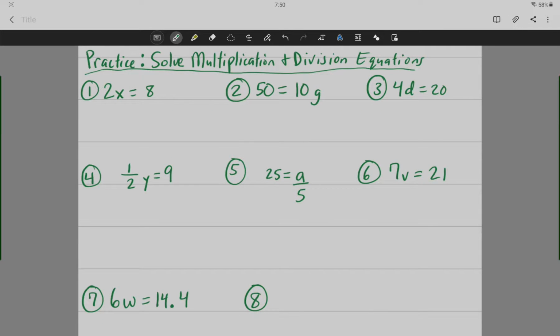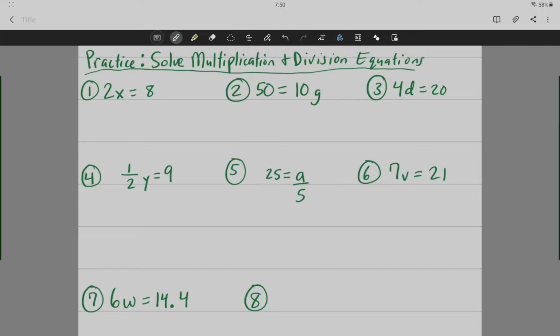Everybody, this is the practice assignment, division equations. So continuing where we left off, last time was adding and subtracting, this time multiplying and dividing. They pretty much follow the same steps.